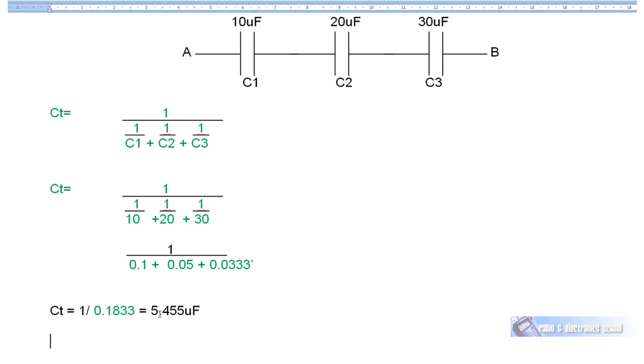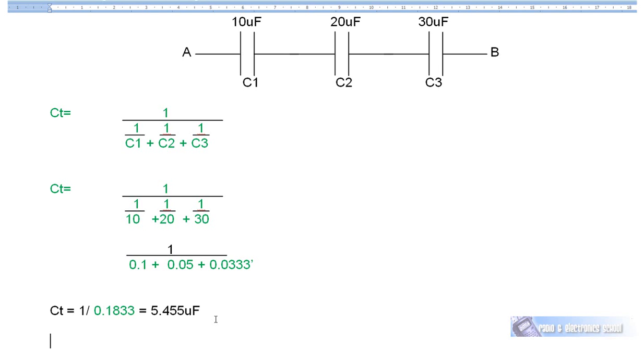0.1833 divided into 1 is 4.455 microfarads. Now you don't have to remember that. Don't let it hassle you. If you can't remember that, you will not have to do it. You'll always get ones the same value. If there were 3 100 microfarad capacitors, you simply divide 3 into 100 to give you 33.3 microfarads.